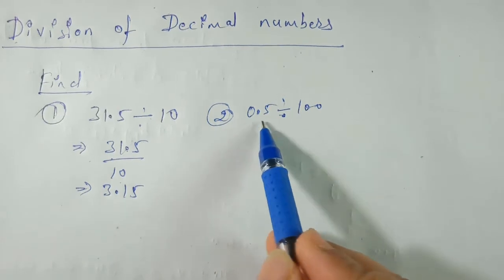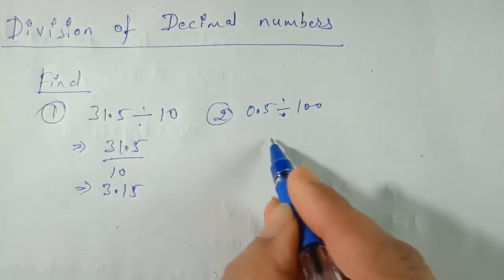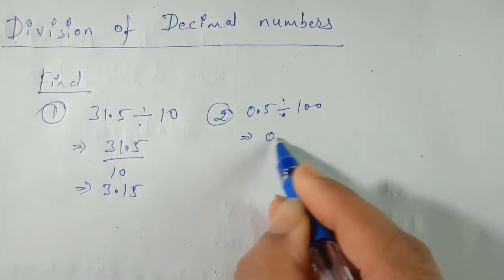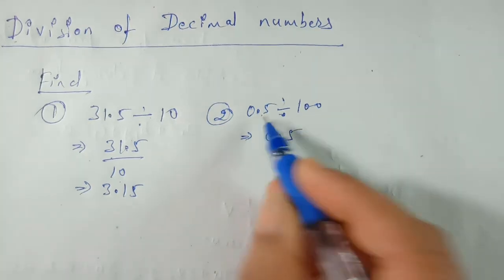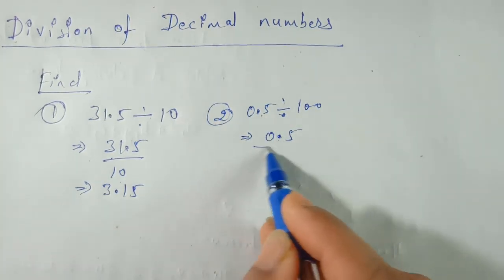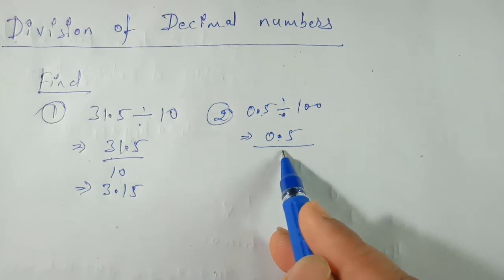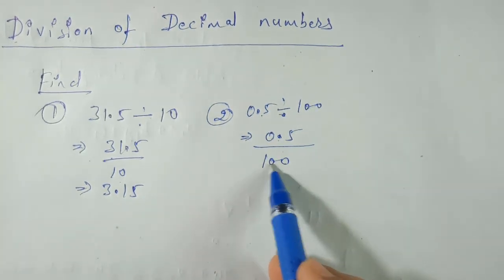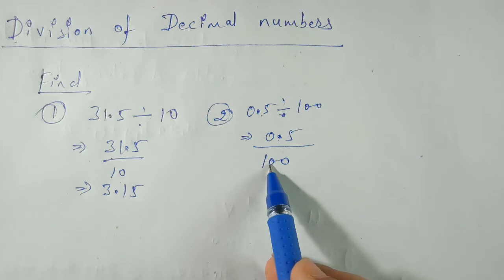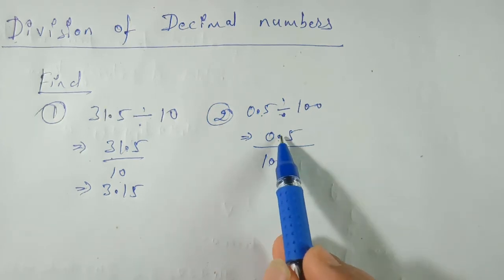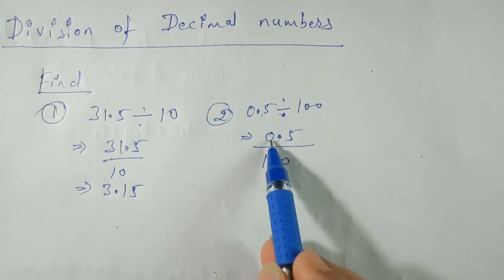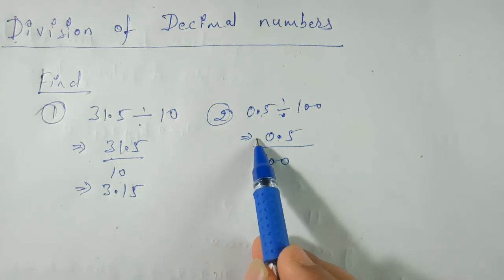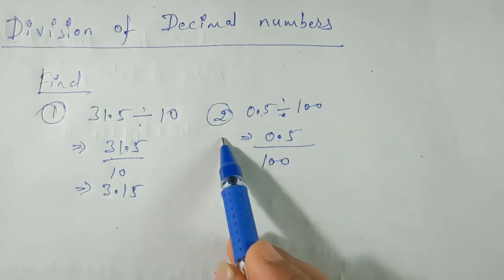Suppose next is 0.5 divided by 100. So when we write it in division form, the first number will be written in the numerator, then division, and 100. Now here, how many zeros are there? 2 zeros. It means we have to shift this decimal by 2 digits moving toward the left hand side.